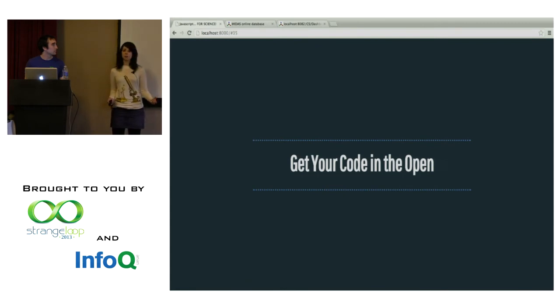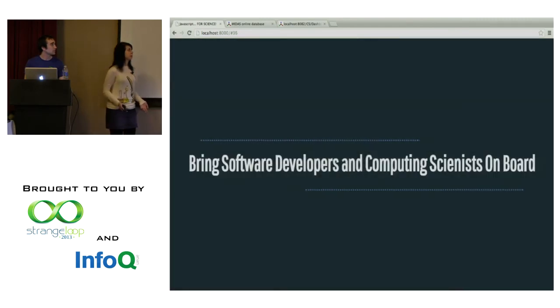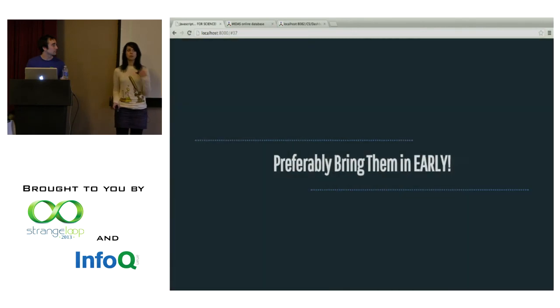Getting your code in the open really makes this a collaborative process, and it really makes science as open as it should be. So bring software developers and computing scientists on board, and preferably bring them on board early, because it will sort of have a ripple or a butterfly effect. If you get some really good advice on making design decisions with how you do your software early on, then you can carry that through your project.